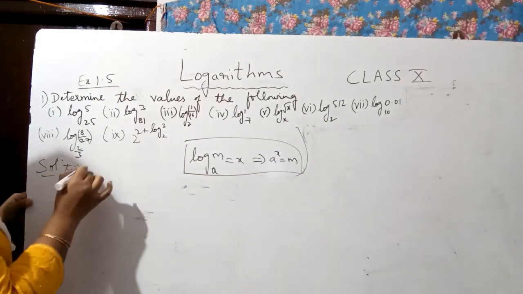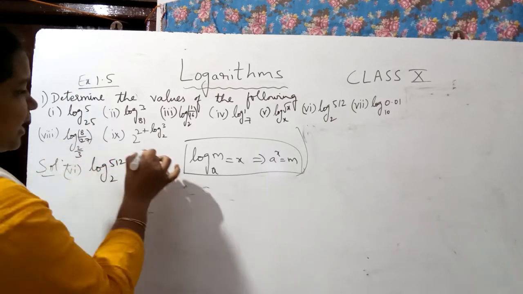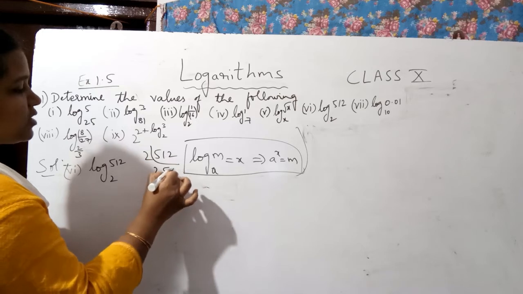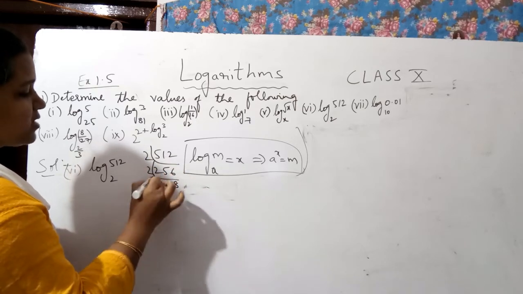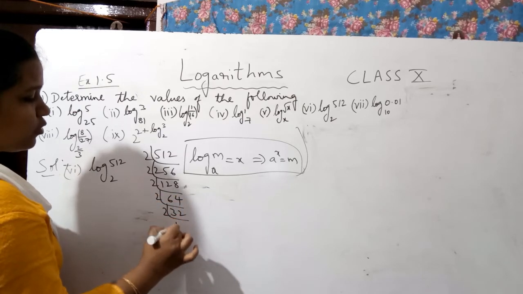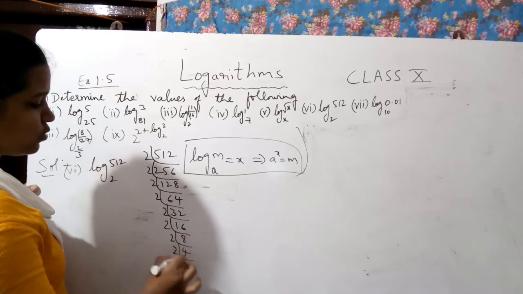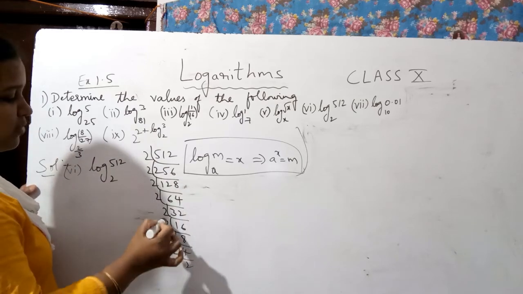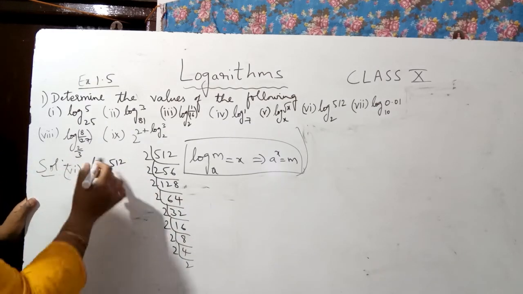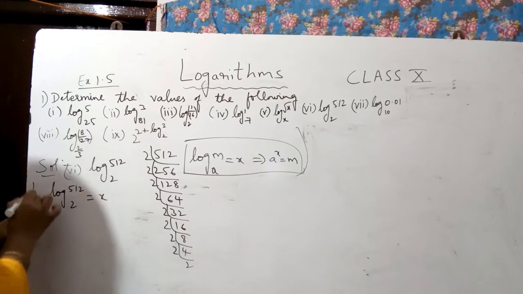So what is the 6th bit? We have to find the value of log 512 base 2. So write the factors of 512. That is 2 2s are 4, 2 6s are 12, 2 4s are 8, 2 3s are 6, 2 2s are 4, 2 1s are 2, 2 8s are 16, 2 4s are 8. So count how many times it is there: 1, 2, 3, 4, 5, 6, 7, 8, 9. Okay, you have 9. So let log 512 base 2 be equal to x.